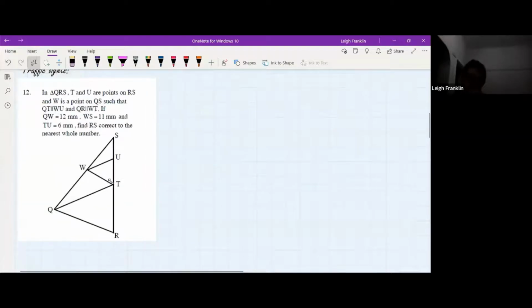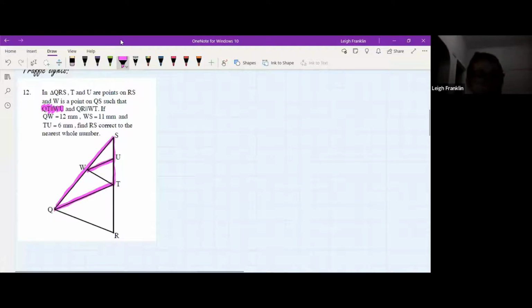Okay. So, very important. Read the information first. In triangle QRS, T and U are points on RS, and W is a point on QS, such that, now again, look here, Matrix, two pairs of parallel lines, QT parallel to WU. So again, start off, highlight your parallel lines, and then draw your triangle. So now you can see which triangles you can work in.